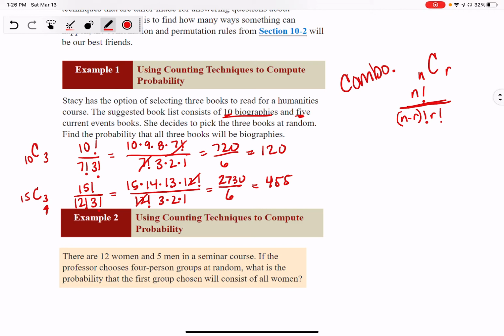So our probability will be favorable outcomes out of total outcomes. We can divide that and we get about 0.264. Remember, this is my total, and this is what I'm looking for. So that will be my probability. So now we're tying in the techniques that we have already learned, understanding the difference between a combination and a permutation, and understanding how probability works, favorable outcomes out of total outcomes. Let's go ahead and move on to our next example.